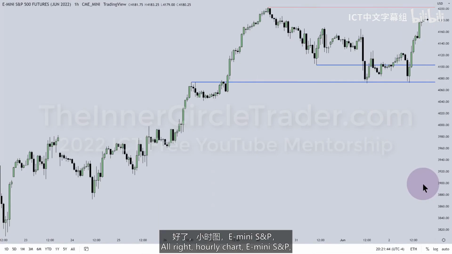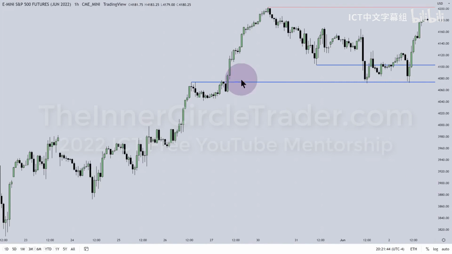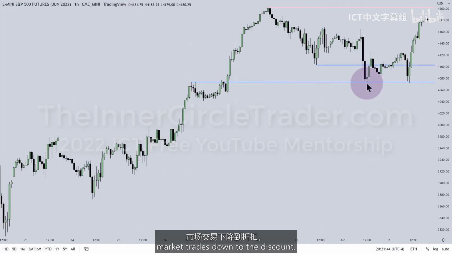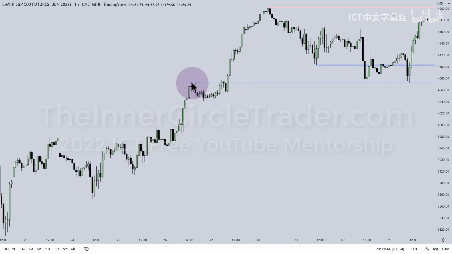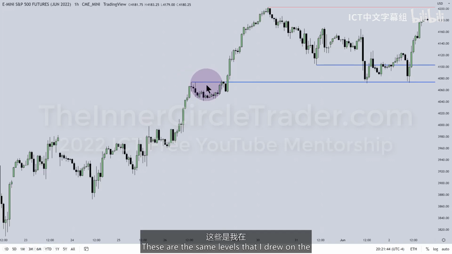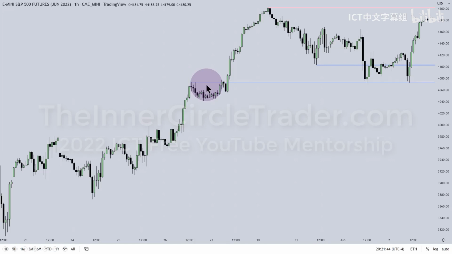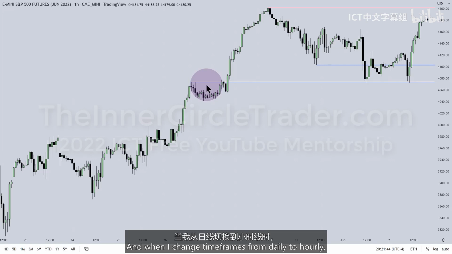All right, hourly chart, E-mini S&P. Market trades down to the discount low of the fair value gap. Again, these levels here are not drawn because of the basis of support and resistance on an hourly chart. Okay, these are the same levels that I drew on the daily, and when I change time frames from daily to hourly, they transpose to these levels here respectively.